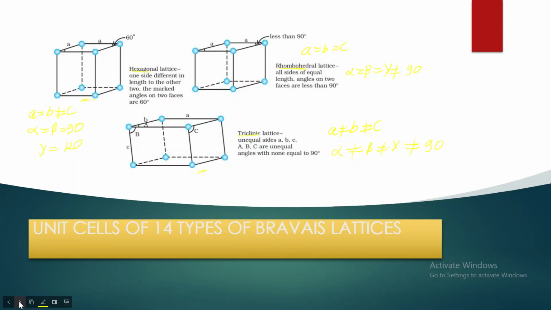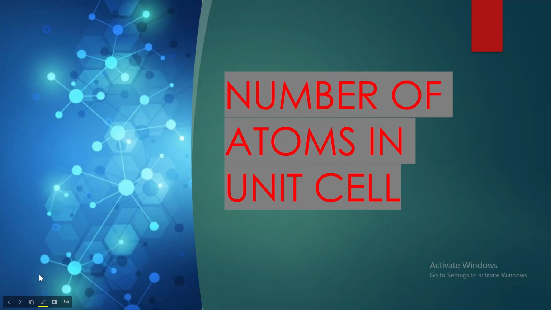Now the next one is, now we are talking about the number of atoms in a unit cell. Now we know that a crystal lattice is made up of a large number of unit cells, and in a unit cell, lattice points occupy a space.